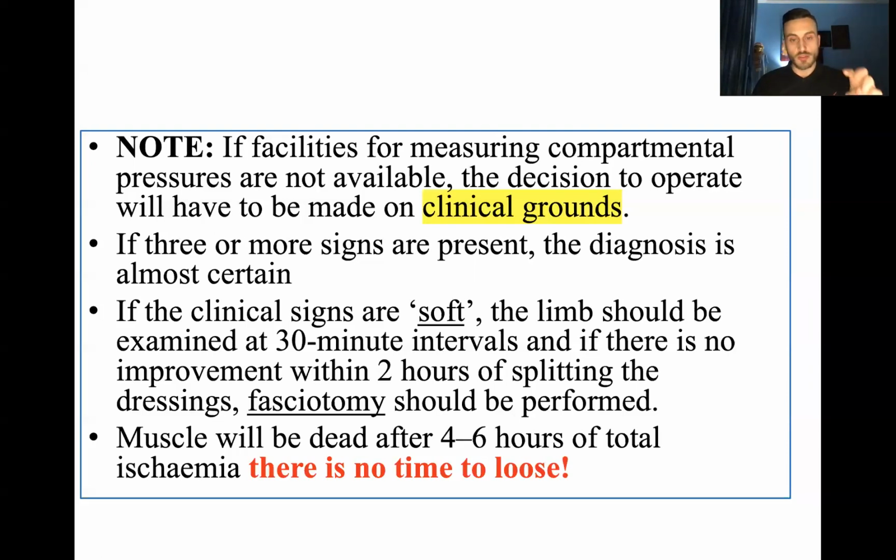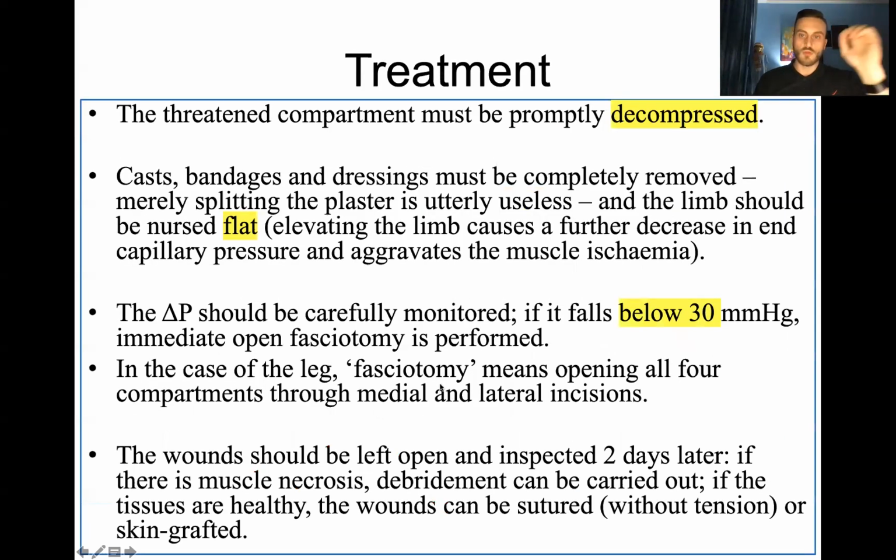After 2 hours, if these signs did not relieve, you have to do something called fasciotomy. What's fasciotomy? It is opening of the fascias, the whole fascias of the limb. If the leg is involved, you have to open all the compartments, the anterior, lateral, and superficial, and the posterior. In the forearm, you have to open the whole compartment. It's very important. And there is no time to lose. Keep in mind, there is no time to lose.